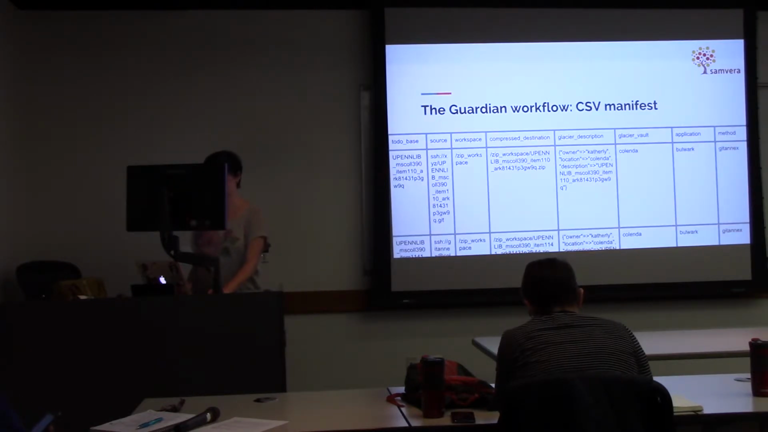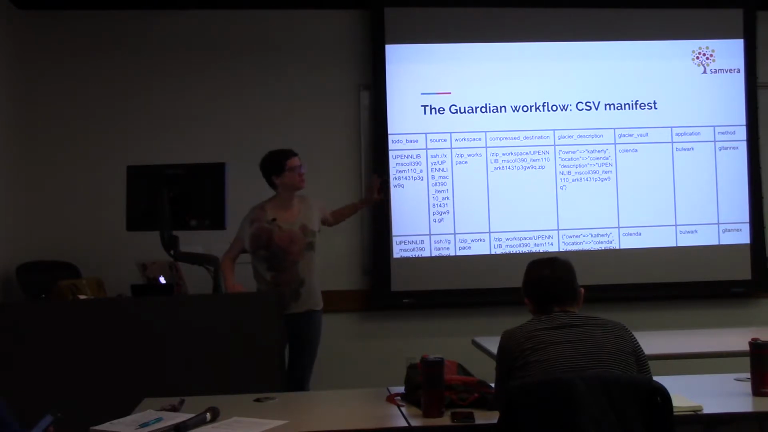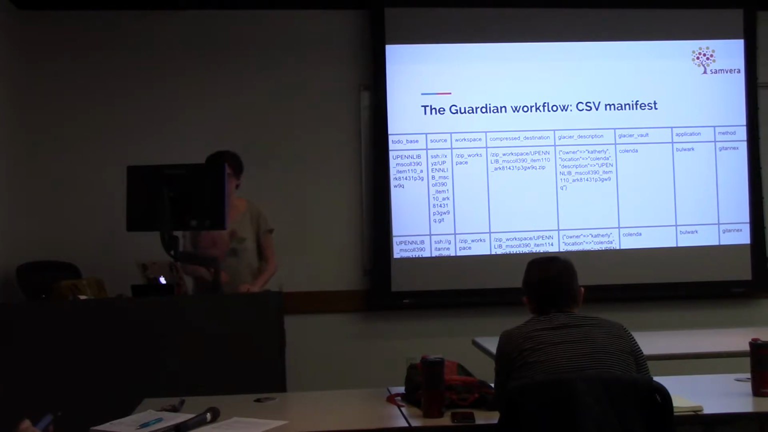And then there's the CSV manifest, which looks horrible on the slide. Don't worry, it's much nicer in Excel. Maybe that's the first time anyone's ever said that. And this populates one row per archive with information for its individual manifest.